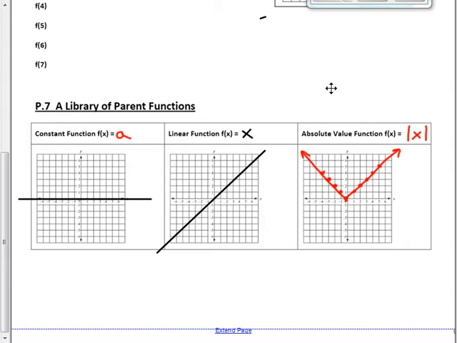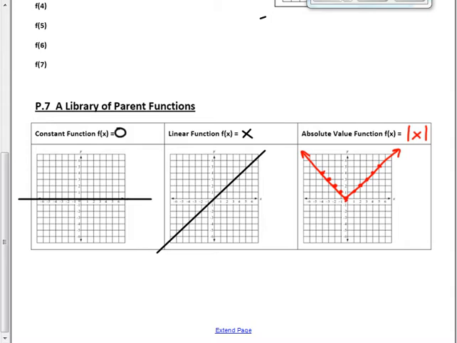A constant function, you've got f of x is equal to a, some random number. But the parent of that is an equation that is f of x is equal to 0. And the line looks like the black line that you can see on your screen. And the constant function is just a line that's going to go through the origin. It actually ends up being the x-axis.